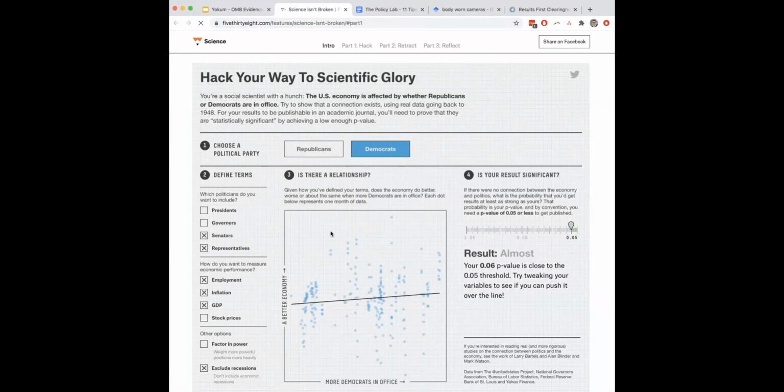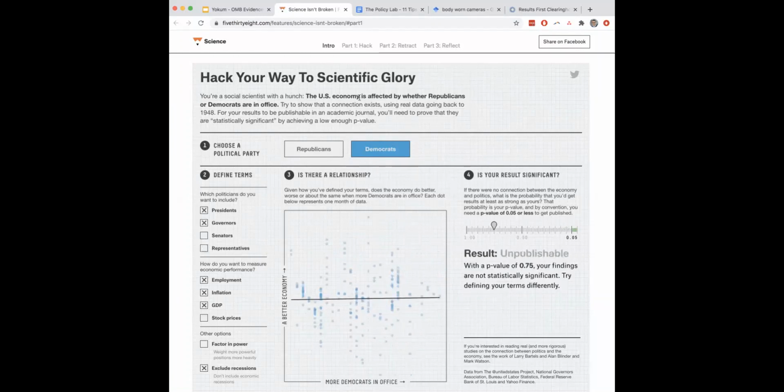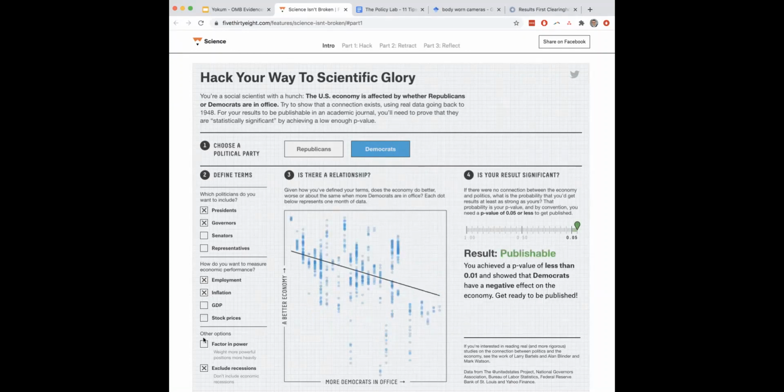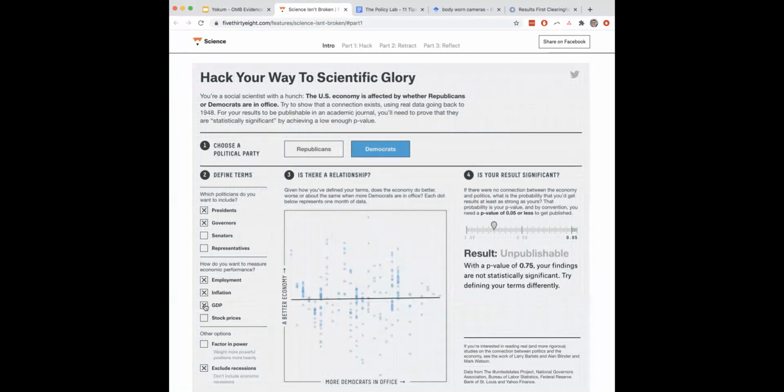And it gives you a bunch of little things you can select on and off about the data. So by the question of Republicans or Democrats in office, well, what are we talking about? Presidents, governors, senators, people who are in the House. When we talk about the economy, what are we talking about? Employment, the GDP, stock prices. And what's interesting about this is if you go in here and play around, a lot of these subtle decisions about how you're defining things can change the result that you get.